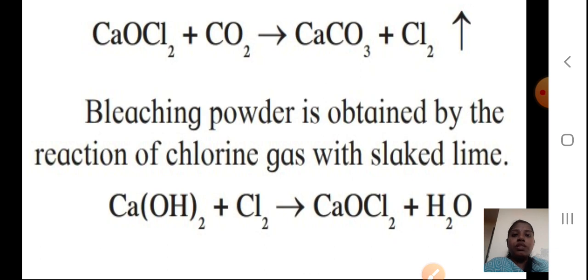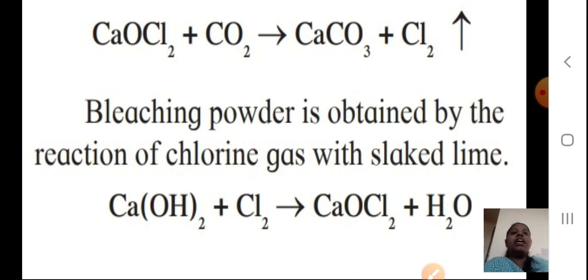How will you get bleaching powder? How will you make it? By the reaction of chlorine gas with slaked lime. So Ca(OH)2 plus Cl2 gives you CaOCl2 plus H2O. All these reactions, students, you will write in the book and practice. All the reactions are important.